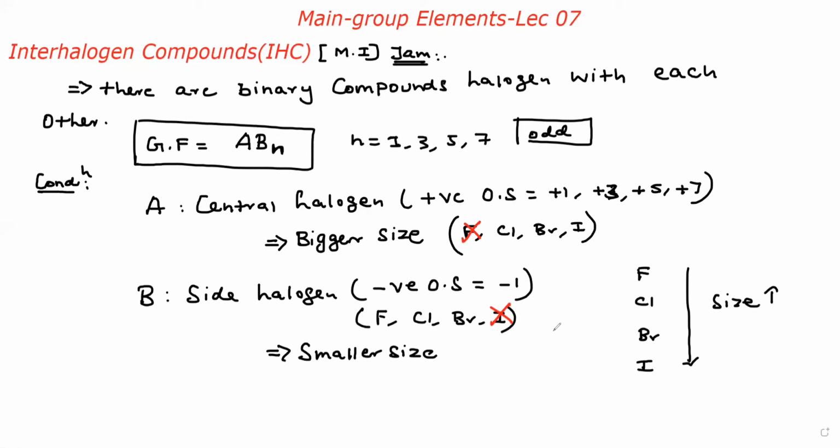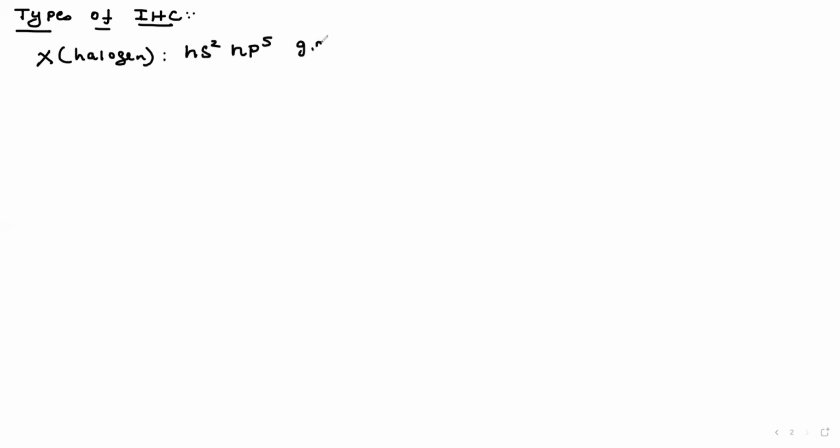Okay. Now I'm going to explain the types of interhalogen compounds, based on electronic configuration. Please note. This topic is types of interhalogen compounds. Now you know very well, X is a halogen. What is the general electronic configuration? It should be ns2 np5, right? This is the ground state electronic configuration.